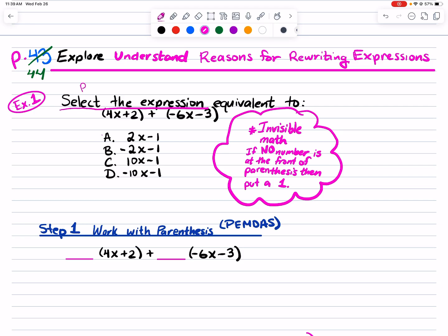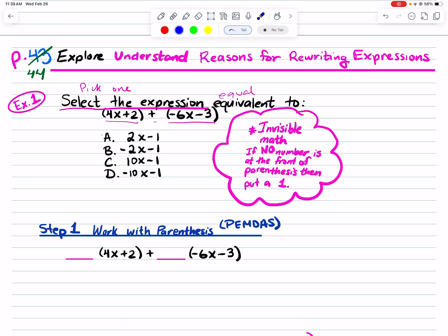Select the expression. That means pick one. If I said select expressions with an S, it would mean more than one. But this one just means pick one. Pick one expression that is equivalent. Equivalent should be equal to 4x plus 2 plus negative 6x minus 3.